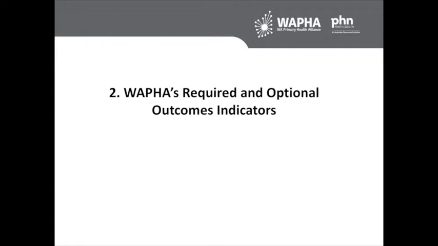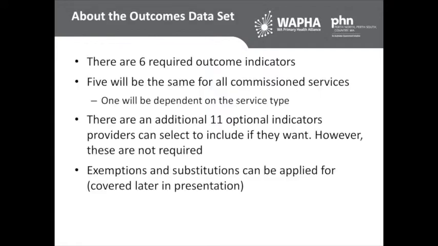Moving on to WAFA's required and optional outcomes indicators. There are 6 required outcome indicators. 5 of them will be the same for all commissioned services, and 1 of them will be dependent on the service type. There are 11 additional outcomes indicators which are optional that you can select to include if you would like. You may find these useful for your own business intelligence and continuous improvement processes. However, they are not required. Exemptions and substitutions can be applied for if you feel that any of the required indicators are impractical for you.